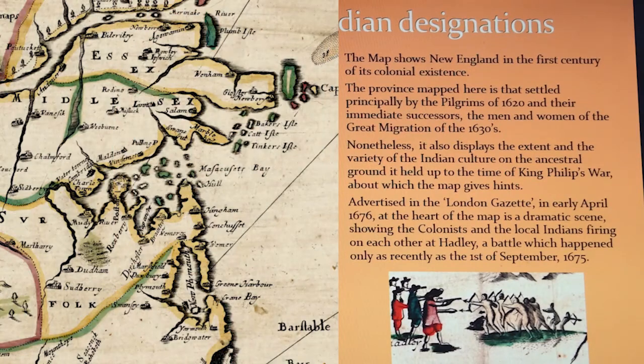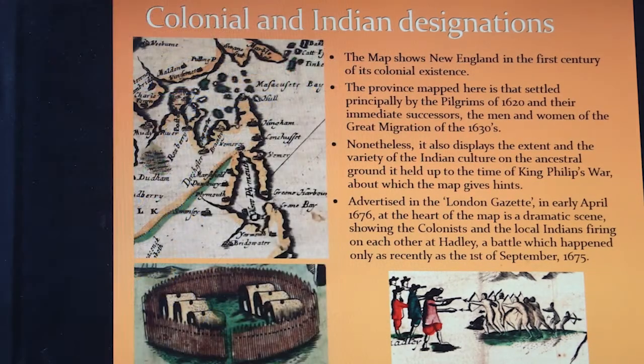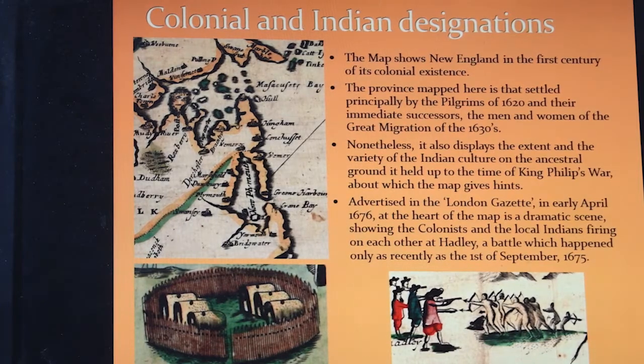The map shows New England in the first century of its colonial existence. The province mapped here is what is settled principally by the Pilgrims of 1620 and their immediate successors, the men and women of the Great Migration of the 1630s. Nonetheless, it displays the extent and the variety of the Indian culture on the ancestral ground it held up to the time of King Philip's War, about which the map gives hints.